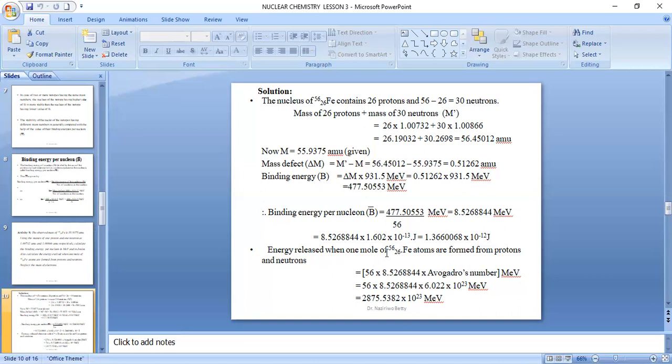Energy released when 1 mole of iron 56 atoms are formed from protons and neutrons. We are going to multiply the binding energy per nucleon by the atomic mass, which is 56, then by Avogadro's number to convert it into moles. So the answer will be 2875.5382 times 10 power 23 milli-electron volts. This is the energy released when 1 mole of iron 56 is formed from protons and neutrons.